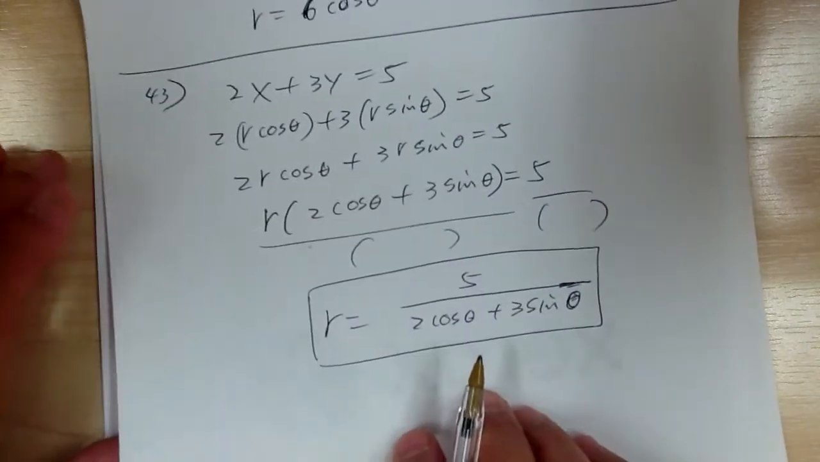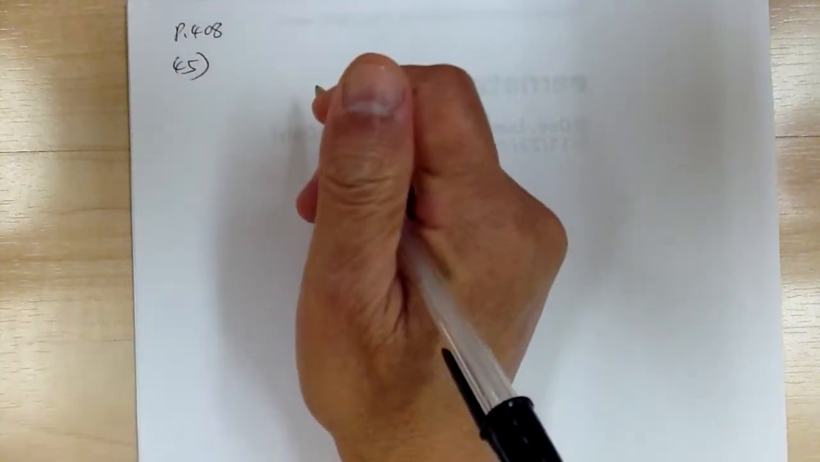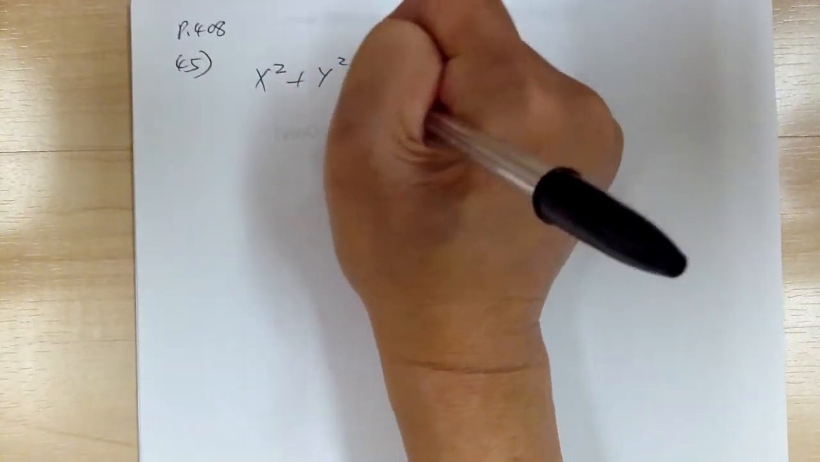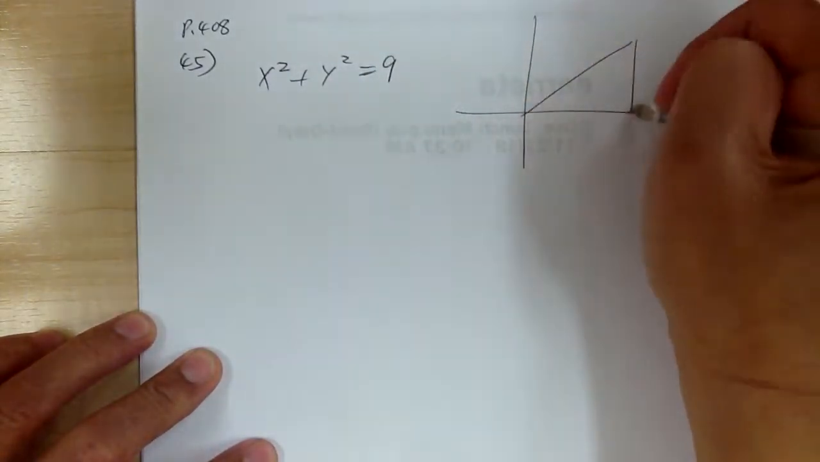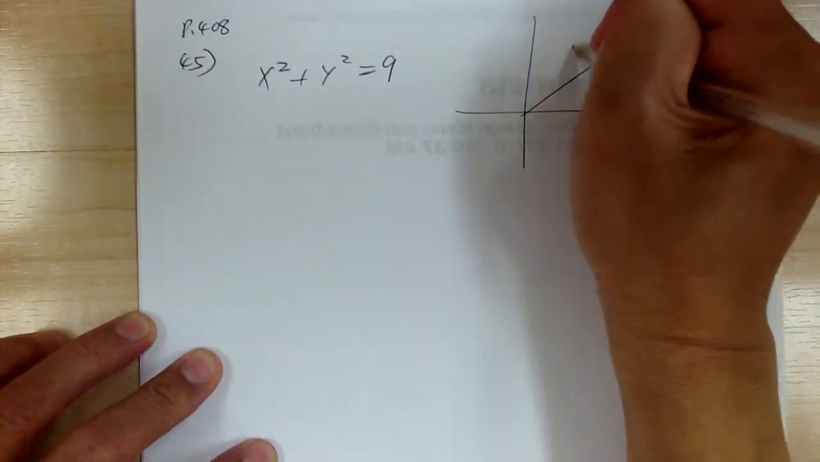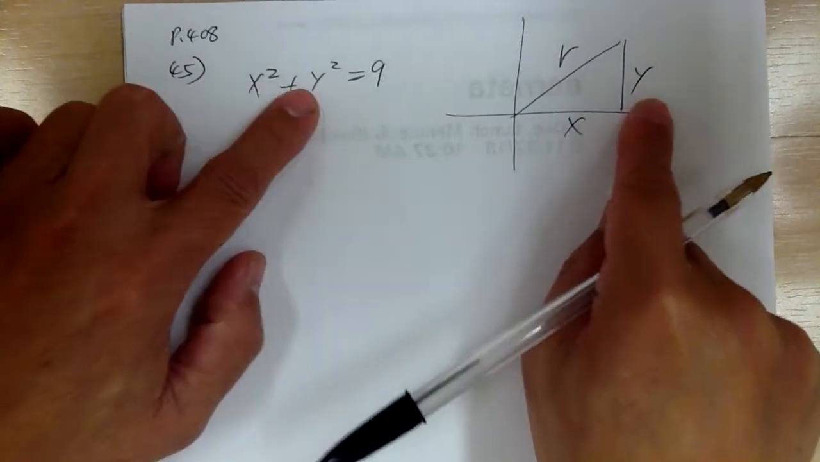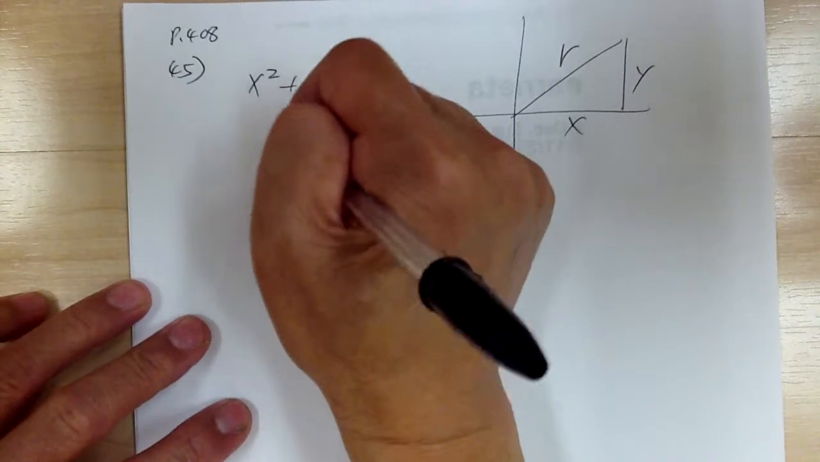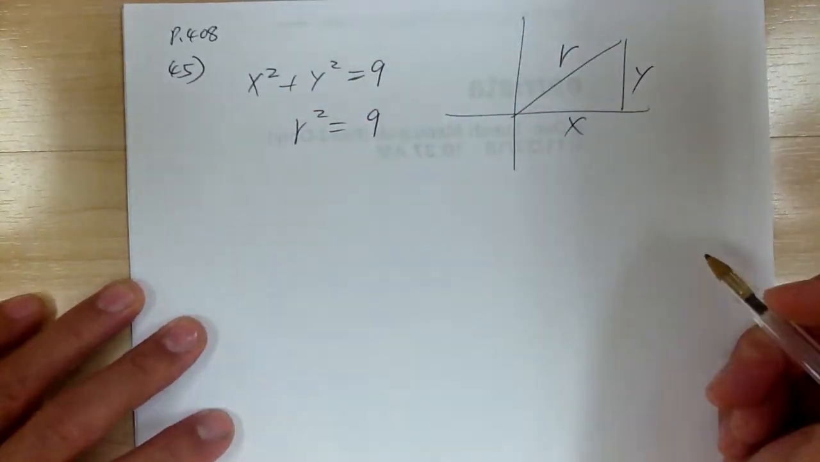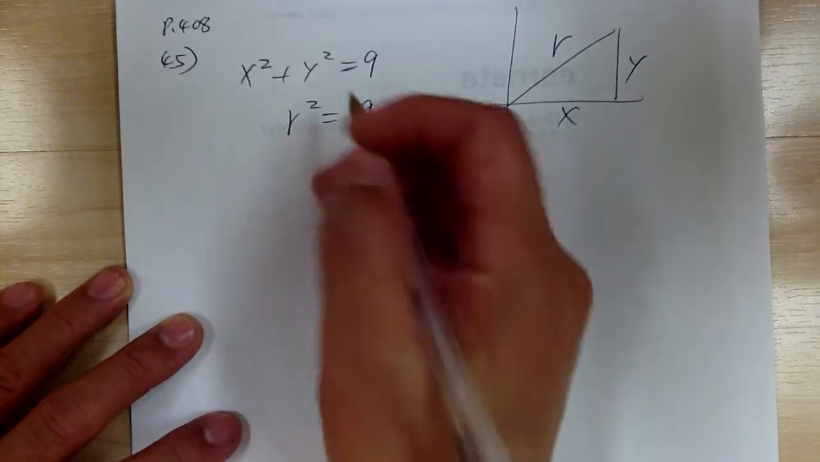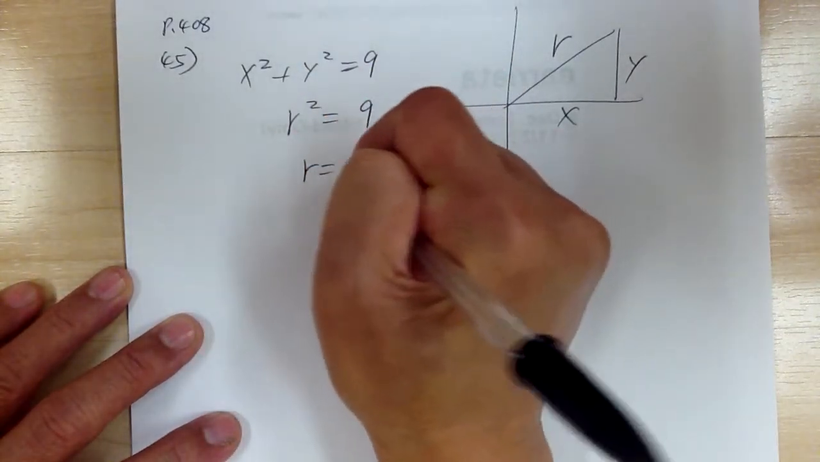Let's go to 45. You have x squared plus y squared equal to 9. Remember that picture with x, y, r. That's your Pythagorean theorem, a squared plus b squared equal to c squared. So right away you get r squared equal to 9. You can leave it like that, or you can take the square root and get r equal to plus or minus 3.